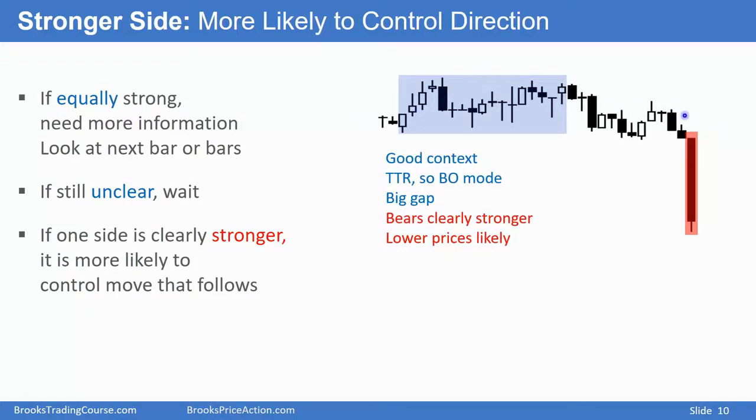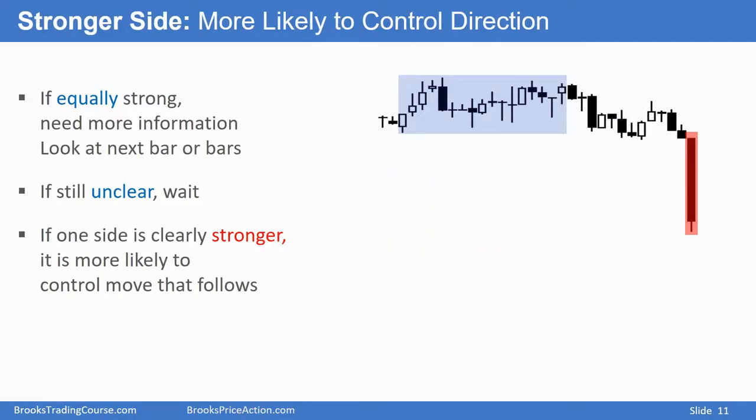Good context for a breakout, a successful breakout. We're in a tight trading range. We're in breakout mode. One side is probably going to win. And then we got a huge bar, with a big gap between the close of the bar and the low of the prior bar, the close of the bar and the low of the past 30 bars. Lower prices are likely. The bears are clearly stronger.